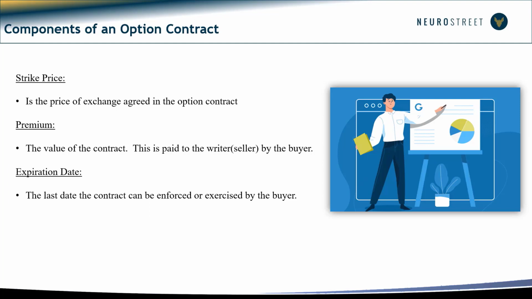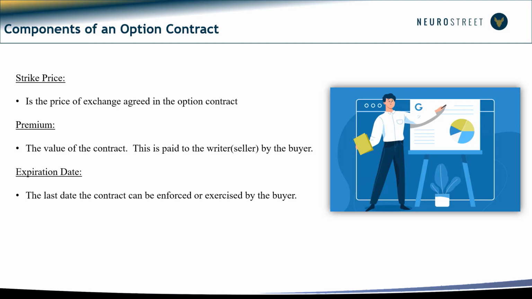Okay, the premium is the value of the contract. This is paid to the seller by the buyer. So if you're a buyer of options, you're going to pay a premium. You're going to pay a fee to the seller who's selling it. When you're a seller of options, you collect a premium, so you make money, right?